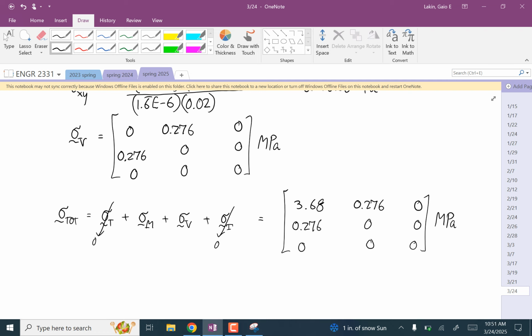Anyone have an estimate of the principal stresses for this? We're really close to being a principal stress tensor. It's going to be probably 3.68, really. It's definitely going to be 3.7 if you're willing to be that imprecise, you know? Any questions about that? Okay, that's all.